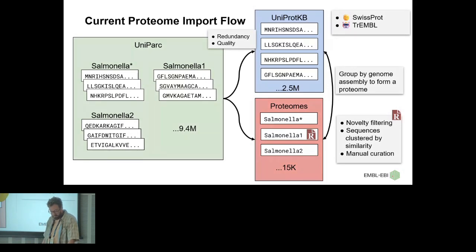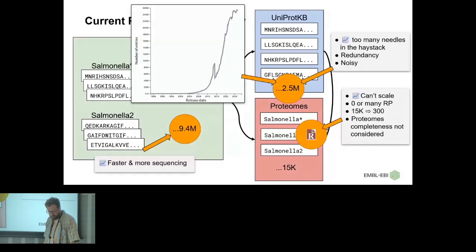Now I'm going to talk about some challenges with that. First of all, there's the explosion of data from biological sequencing. Because sequencing is becoming cheaper and faster and everyone is doing it, we have more genomes coming from INSDC, and that impacts UniProtKB. You can see in this plot the massive spike coming up. This is the number of entries, and it's growing over time. The consequence is that UniProtKB can have too many needles in the haystack. There's some redundancy, and there can be some noise.